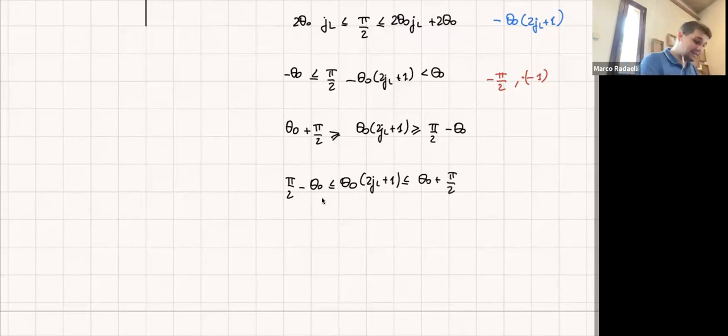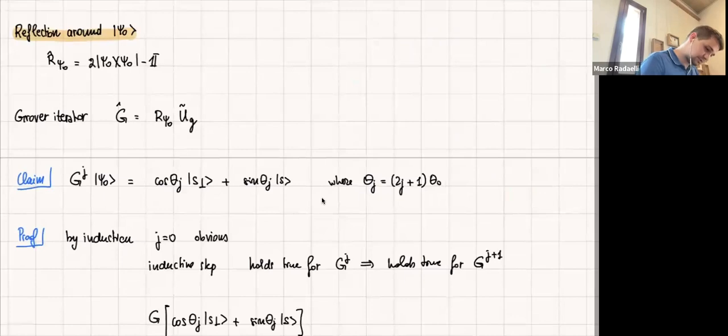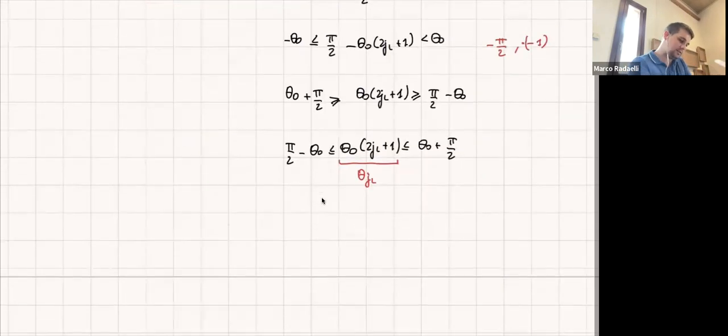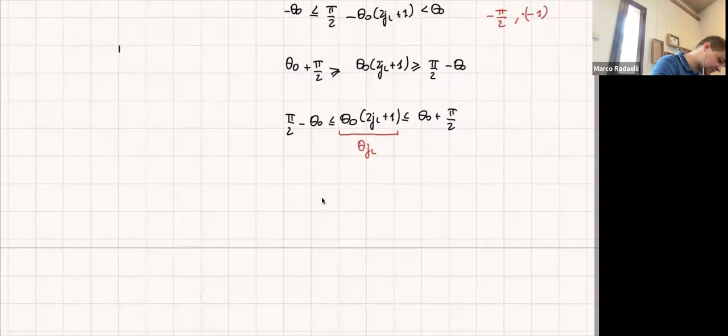What does this mean? At this point this is the angle theta JL, if you remember the expression of the angle, which was here. So this means that the angle at iteration JL is such that pi half is within a theta naught precision inside it.